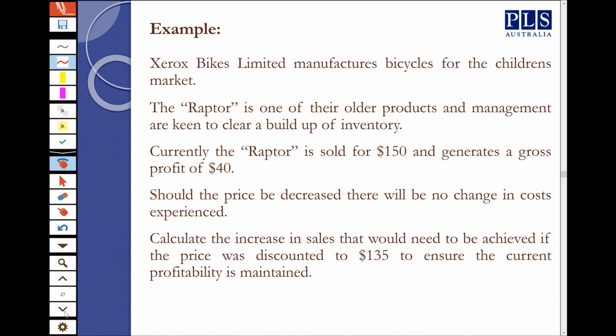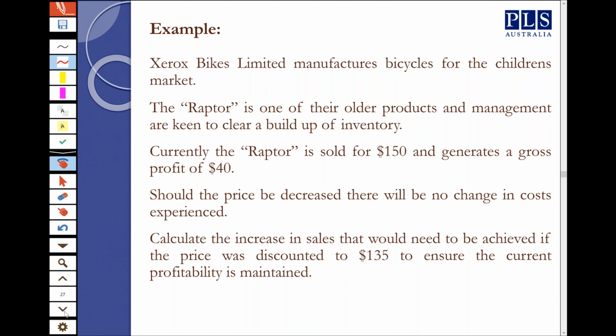So similarly, I've got my Xerox bikes. The Raptor is one of their older products and management are keen to clear a build-up of inventory. Currently, the Raptor is sold for $150 and generates a gross profit of $40. Should the price be decreased, there'll be no change in costs experienced. Calculate the increase in sales that would need to be achieved if the price was discounted to $135 to ensure the current profitability is maintained.